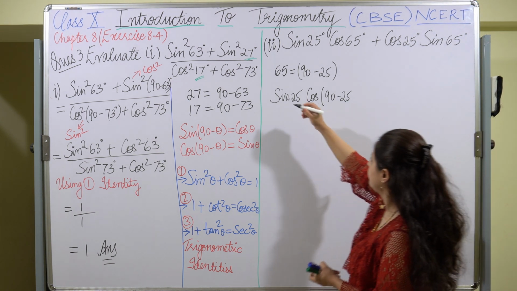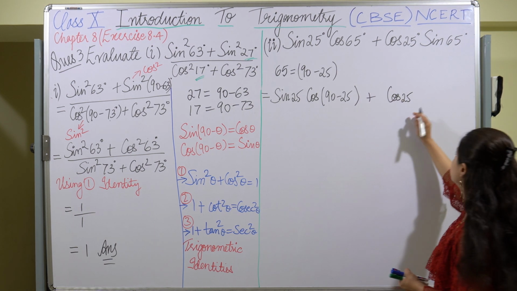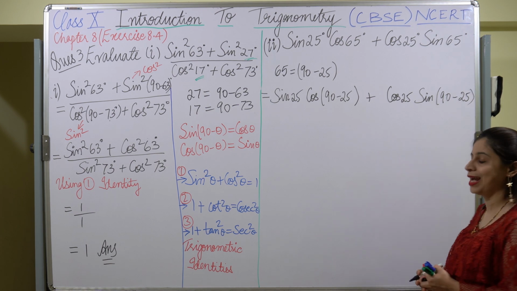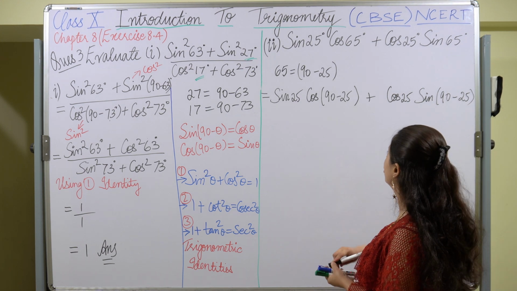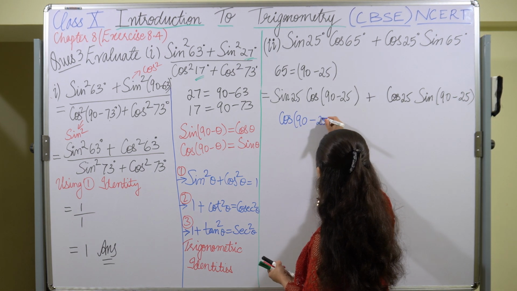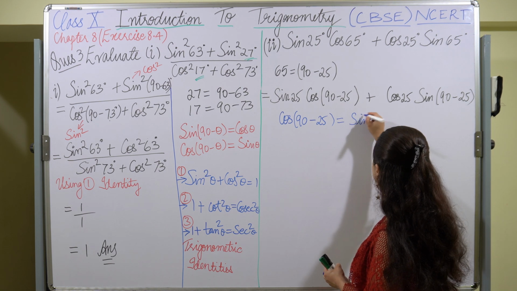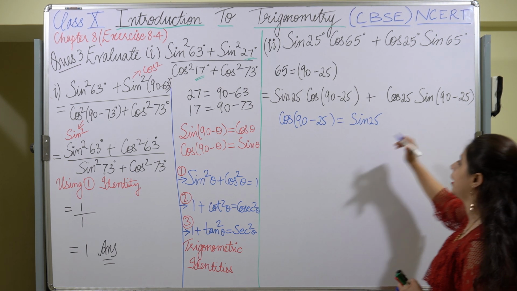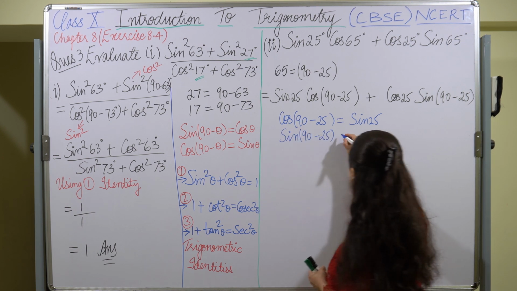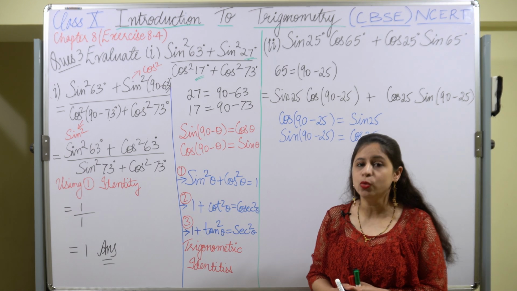Over here we keep cos 25 as it is and replace sine 65 by sine 90 minus 25. Now cos 90 minus 25 is of the form cos 90 minus theta, so it will be equal to sine 25. Similarly, sine 90 minus 25 will be equal to cos 25, because sine 90 minus theta is equal to cos theta.